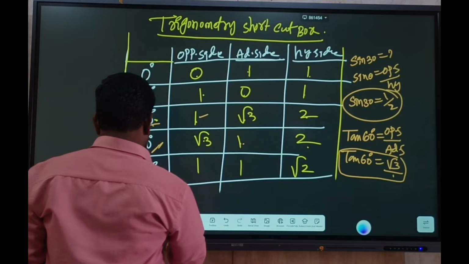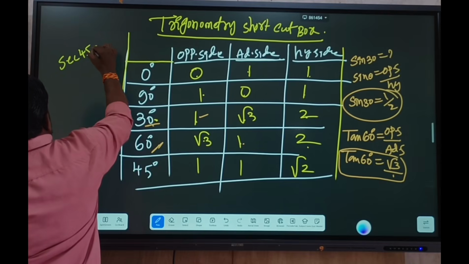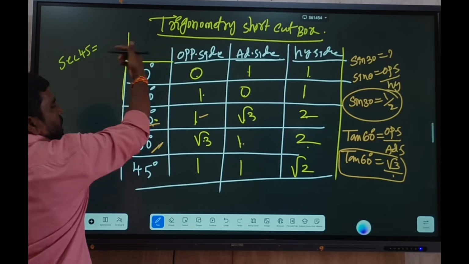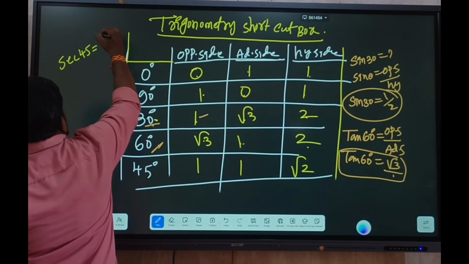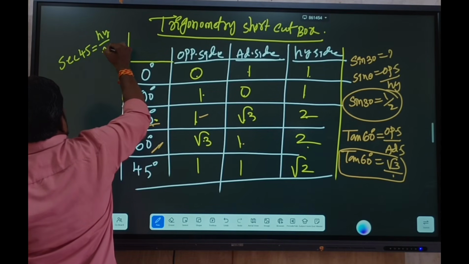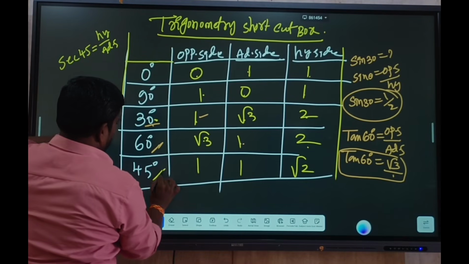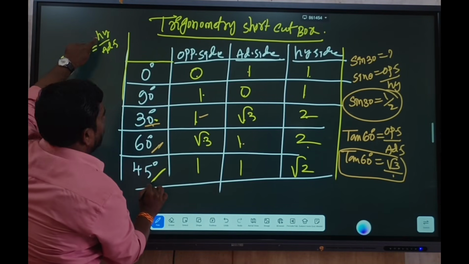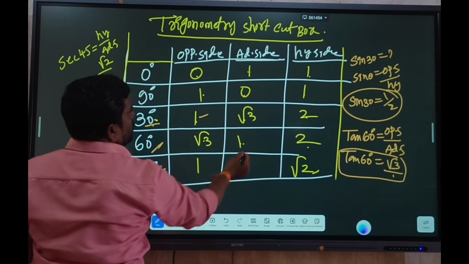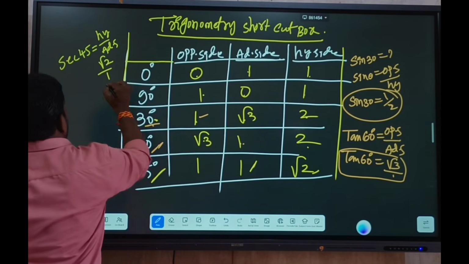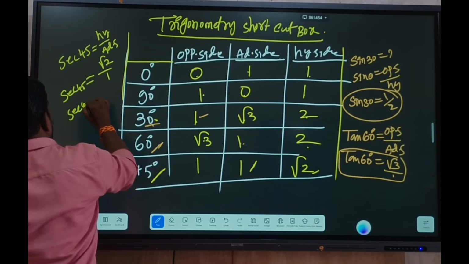Sometimes sec 45. Sec theta formula: sec is the reciprocal of cos theta. Cos is adjacent by hypotenuse, so this is reversed: hypotenuse by adjacent. Go to the 45 here. So sec 45: hypotenuse is how much? Root 2. Adjacent is 1. So root 2 by 1. Sec 45 value is how much?